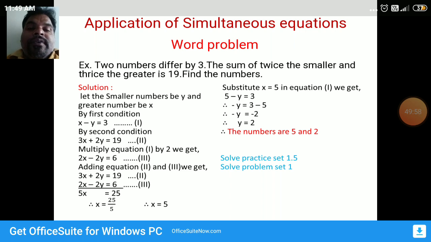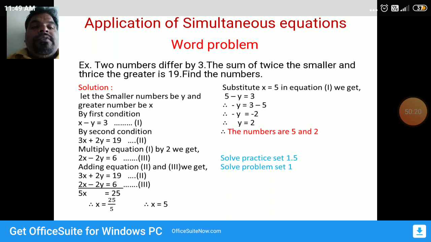Therefore, 3x plus 2x is equal to 5x, plus 2y minus 2y gets cancelled. Then 19 plus 6 is 25. Therefore, 5x is equal to 25. Therefore, x is equal to 25 upon 5. Therefore, x is equal to 5.